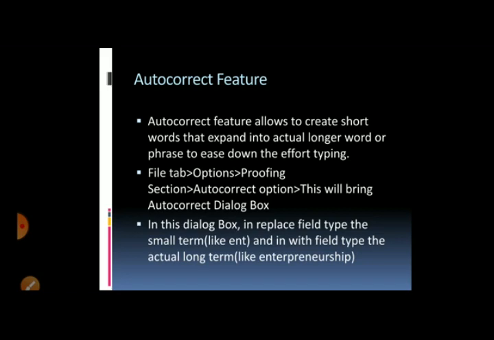But for that you need to switch on your autocorrect feature, then only it could correct whatever spelling you have written wrong, or the short form you have written, it will complete to the full form. Okay, so from where you can find it: file tab. Under file tab, Options is there. From Options you will find Proofing section. Under Proofing section, AutoCorrect option is there. This will bring the AutoCorrect dialog box. In this dialog box, in the Replace field type the small term, and in the With field type the actual long term you have to write there.